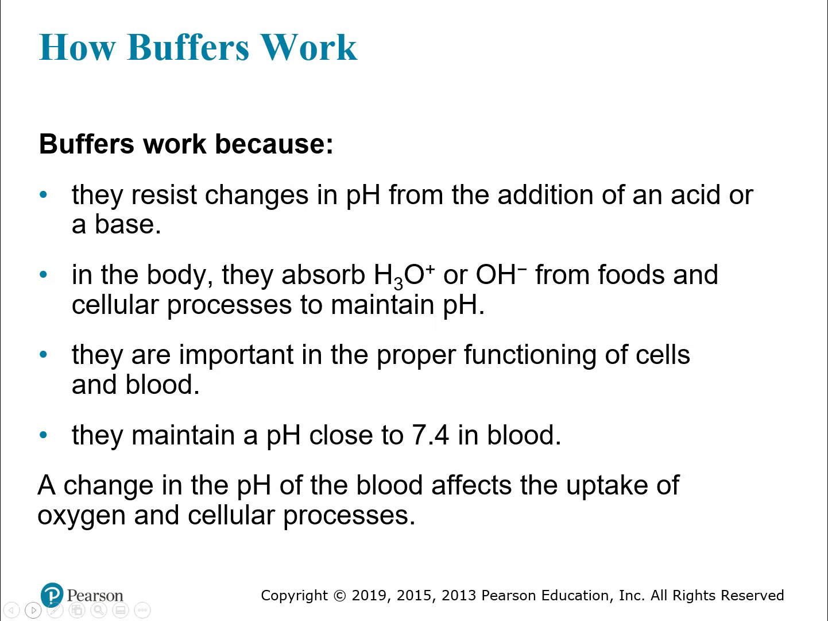In the body, buffers absorb hydronium and hydroxide from food that we eat and from the cellular processes that are going on to keep us healthy and alive to maintain proper pH. So we absolutely require a certain pH of our blood and all of our bodily fluids, and it's really important to the proper function of our cells and the blood. The blood has a pH of about 7.4.